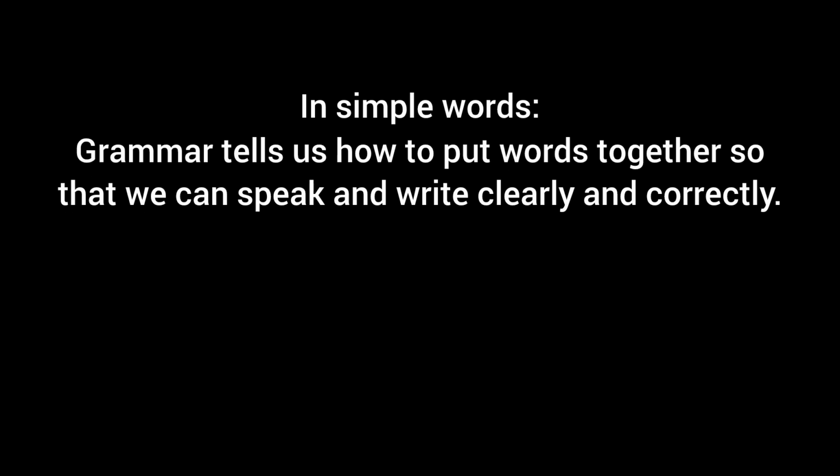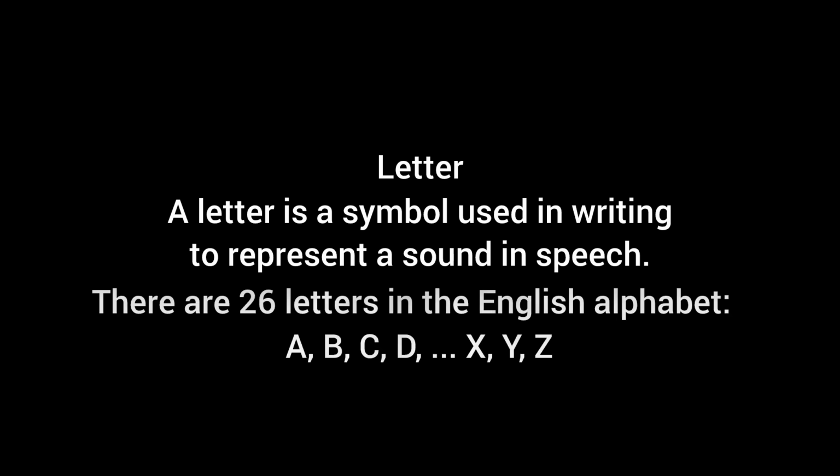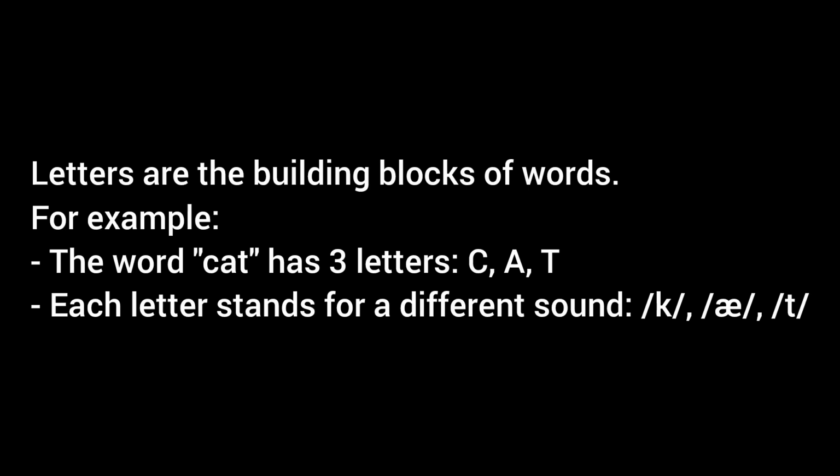correctly. Example. Incorrect: she go to school. Correct: she goes to school. This follows grammar rules. A letter is a symbol used in writing to represent a sound in speech. There are 26 letters in the English alphabet: A, B, C, D, ... X, Y, Z. Letters are the building blocks of words.